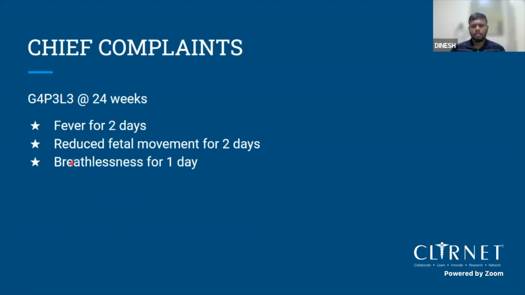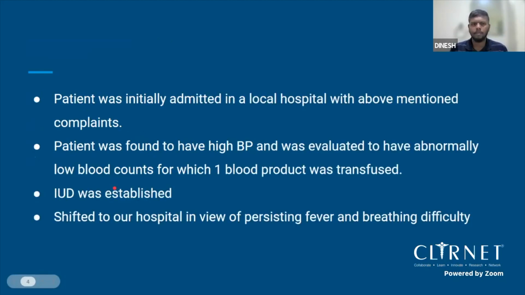Chief complaints: a 38-year-old female, gravida 4, P3L3. She presented with a fever for two days, reduced fetal movement for 2 days, and breathlessness for 1 day. Before coming to our hospital, the patient was initially admitted in a local hospital with the above mentioned complaints. In that hospital, she was found to have high blood pressure and abnormally low blood counts, for which one blood product had to be transfused. An ultrasound was done, and intrauterine fetal demise was established.